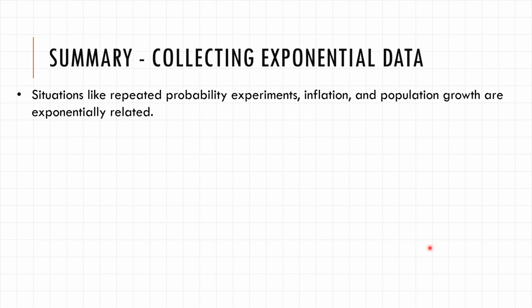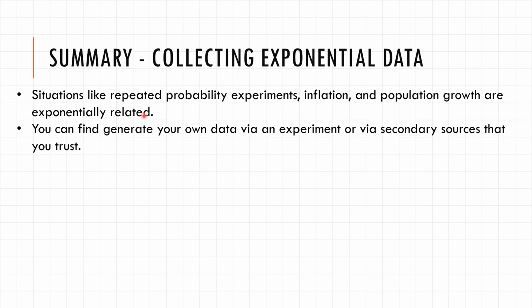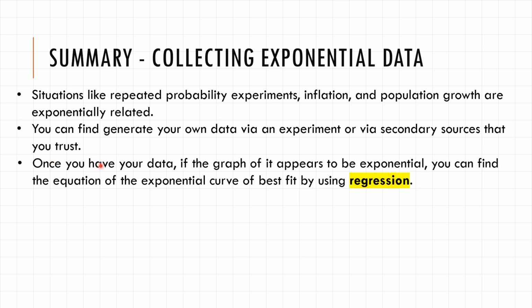That situation and other situations like repeated probability experiments, population growth, all of those are exponentially related situations. And you can generate your own data using an experiment like that, or if you look for a secondary source that you trust, you can always find data from there, like, for example, Stats Canada. Once you have your data, if you make it into a graph, and if that graph appears to be exponential, if it seems like it's making that nice curve, you can find out what is the equation of the curve that best fits the data using a technique called regression.